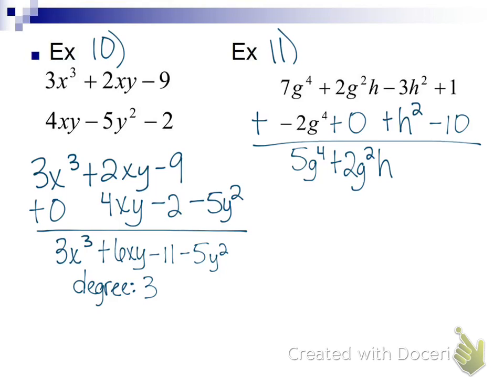Dominic, what would it be? Minus 2h squared. Good. On the end, we have positive 1 plus negative 10. That would give me a negative 9. My highest degree is 4, so that's my degree overall. Questions on that one? We got one more.